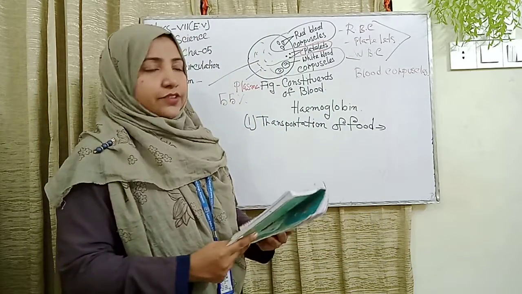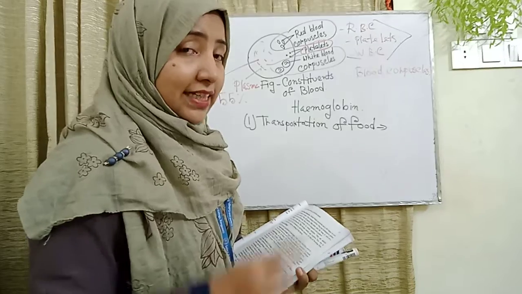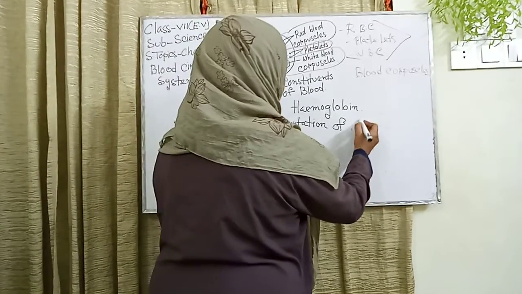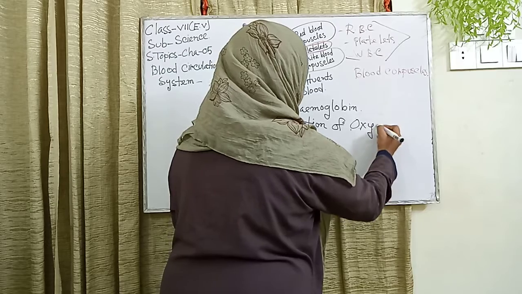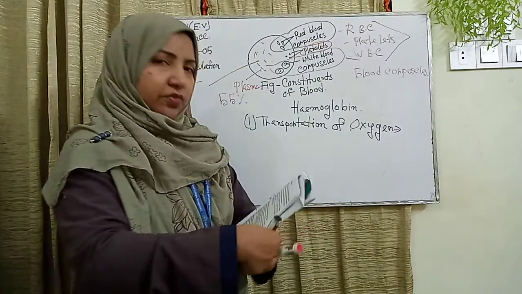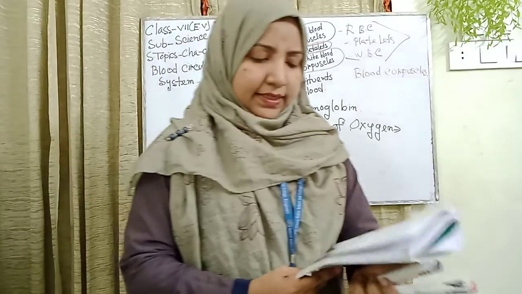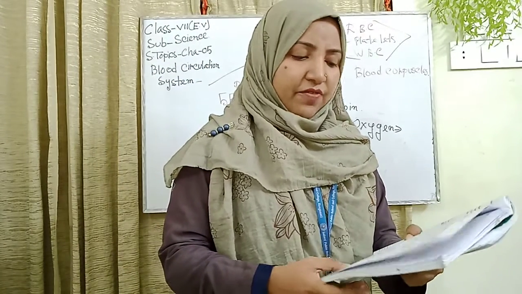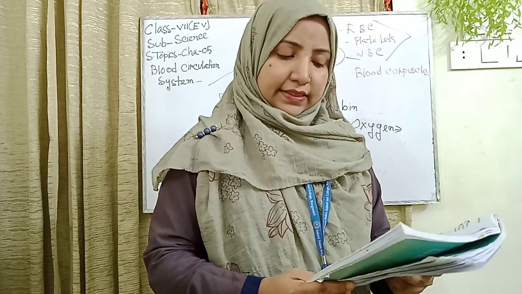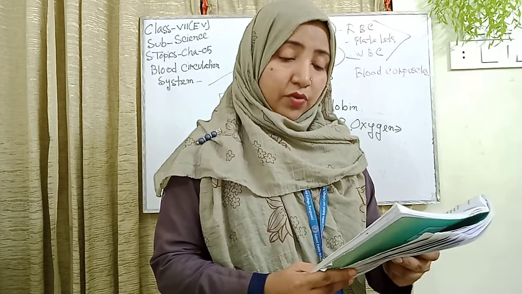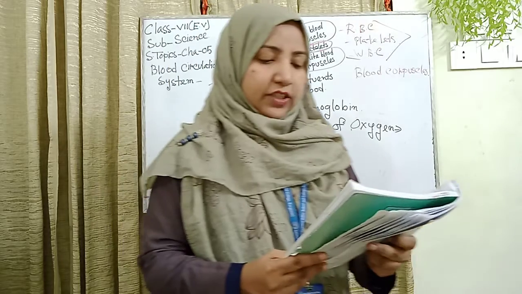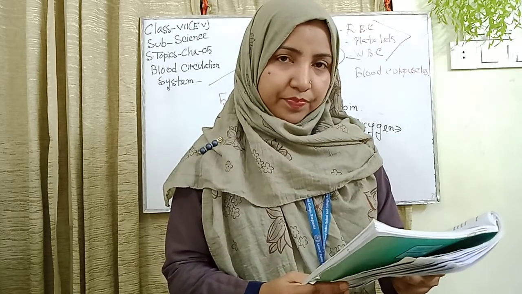Second structure is transportation of oxygen. Very important topic. Oxygen. Please everyone see the book. Transportation of oxygen. Oxygen is necessary for every activity of the body. Organic cells cannot survive without oxygen. So oxygen along with food is to be supplied to them.